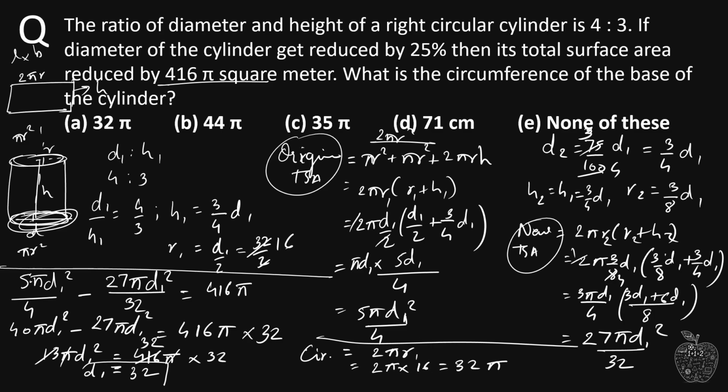So we have got the circumference of the base of the cylinder which is 32 pi meters, and this is our required answer. So here option A is the correct one.